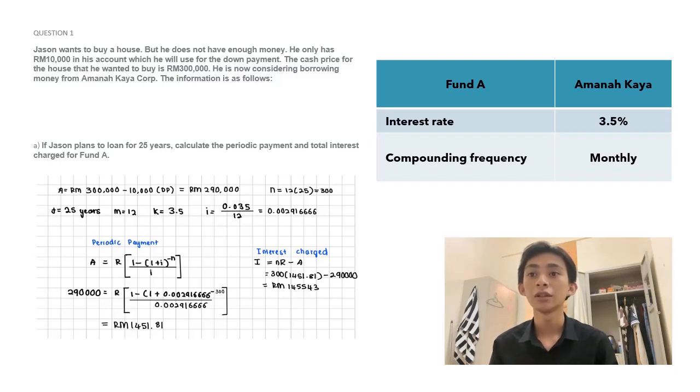The question also wants the total interest charge for Fund A, and the way to calculate the interest charge is I equals nR minus A, equals 300(1,491.81) minus 290,000, and the answer is RM145,543.